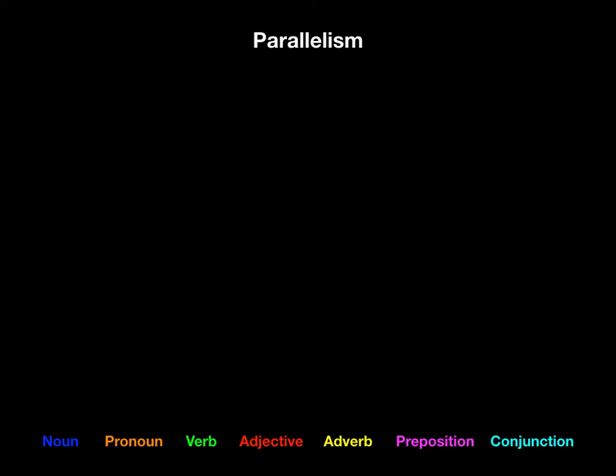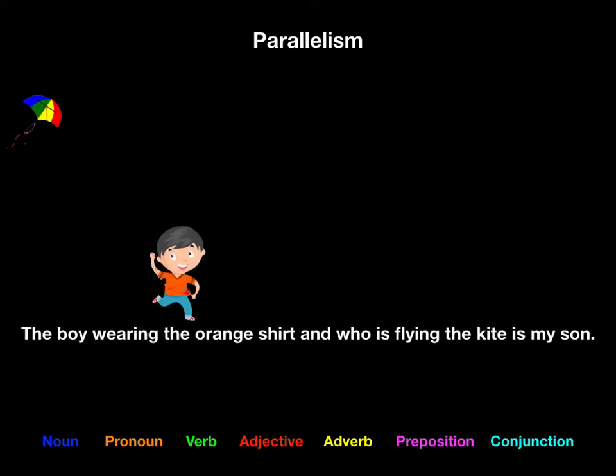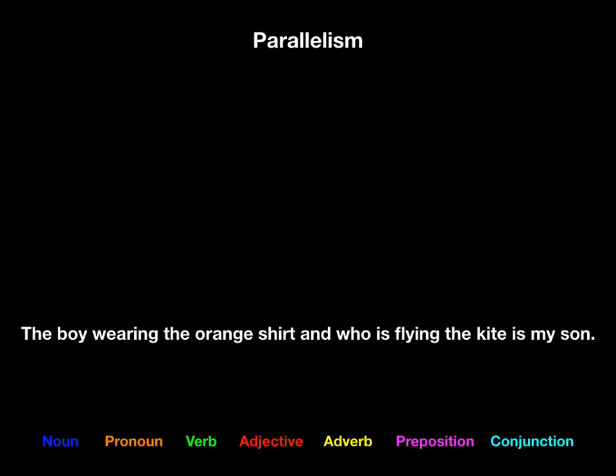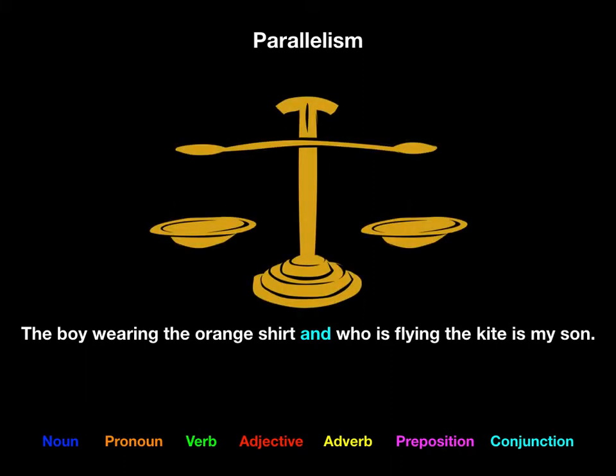Let's take a look at another example. The boy wearing the orange shirt and who is flying the kite is my son. Within this sentence, try to identify the coordinating conjunction. We can hopefully identify the word "and" as a coordinating conjunction. We now need to ensure that the elements on either side of this "and" are parallel. What elements are we trying to coordinate within this sentence?